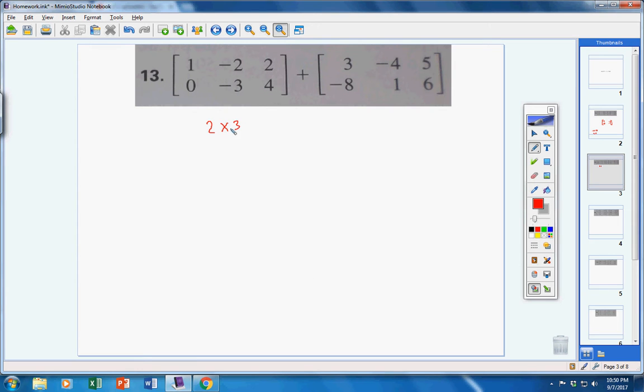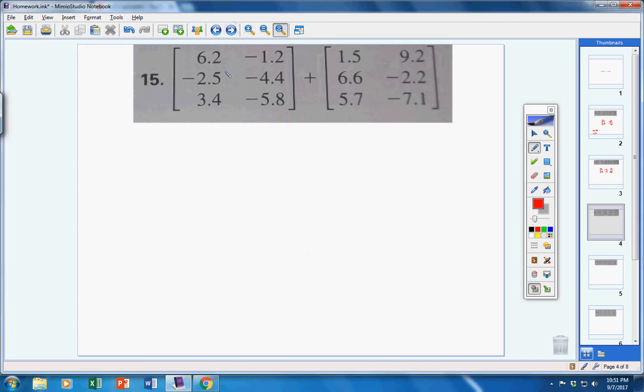Notice we have a 2 by 3, 2 rows, 3 columns, okay? And we also have a 2 by 3 over here. So we can definitely add these. So here we go. 1 plus 3, 4. Negative 2 plus a negative 4. That's negative 6. 2 plus 5, 7. 0 plus a negative 8 will be negative 8. Negative 3 plus a positive 1, or negative 3 positive 1. However you want to look at it, is a negative 2. And then 4, positive 4 plus a positive 6 is 10. Okay? Alright, moving on to number 15.